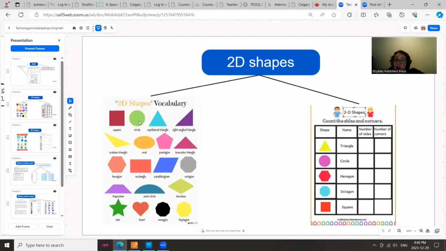Square, circle, oval, pentagon, parallelogram, hexagon, nonagon, star.